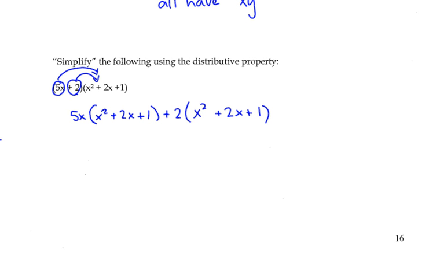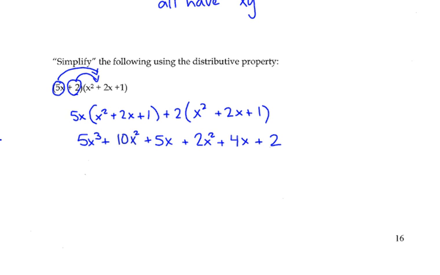5x times x, 5x cubed, plus 5x times 2x, 10x squared, plus 5x times 1, 5x. Then 2 times x squared, 2x squared, 2 times 2x, 4x, and 2 times 1, 2.